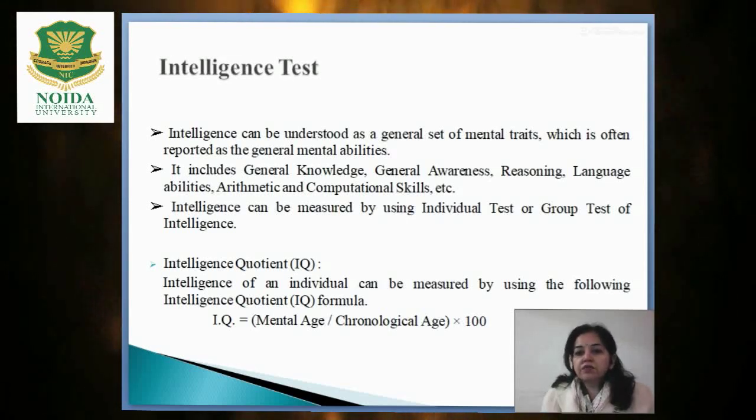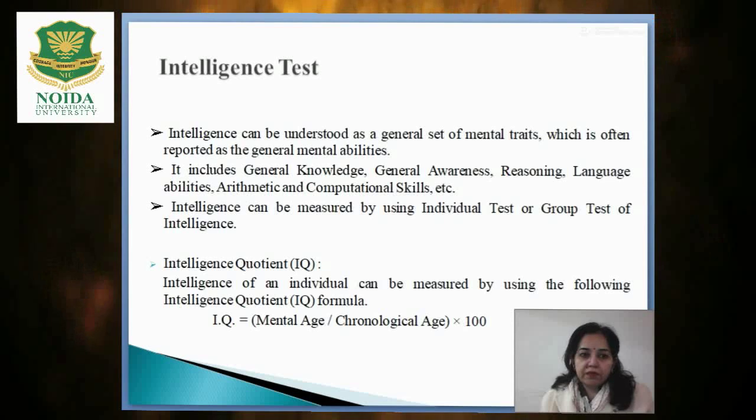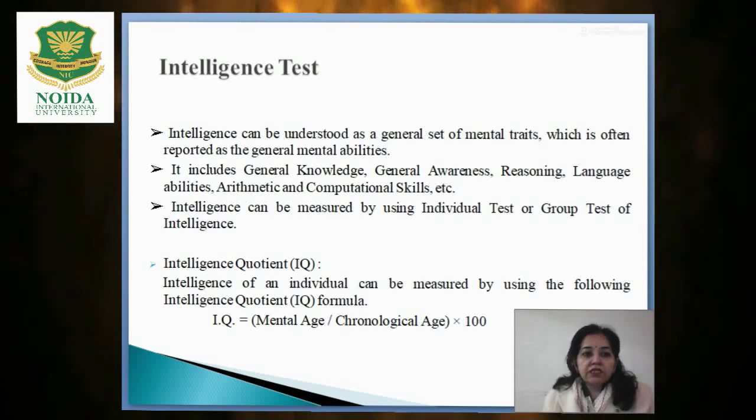And the intelligence which we measure is called intelligence quotient, that is IQ. Intelligence of an individual can be measured by using this formula. IQ is equal to mental age divided by chronological age multiplied by 100. Now, what is chronological age? Chronological age is the exact age of the individual whose intelligence will be measured. And this can be calculated by counting from the date of birth of the individual. And chronological age of a child never varies.